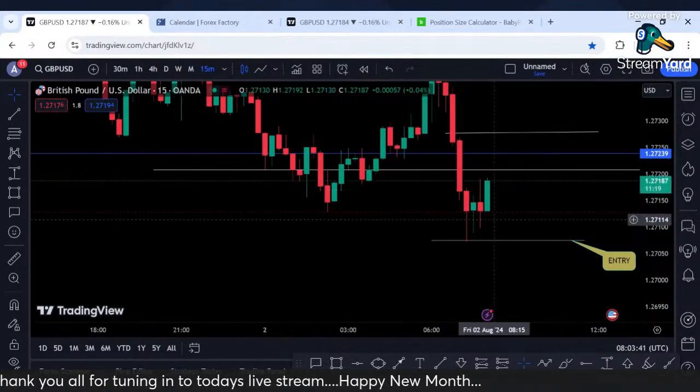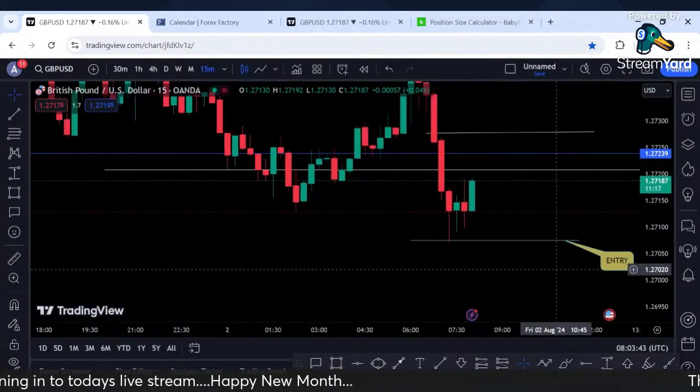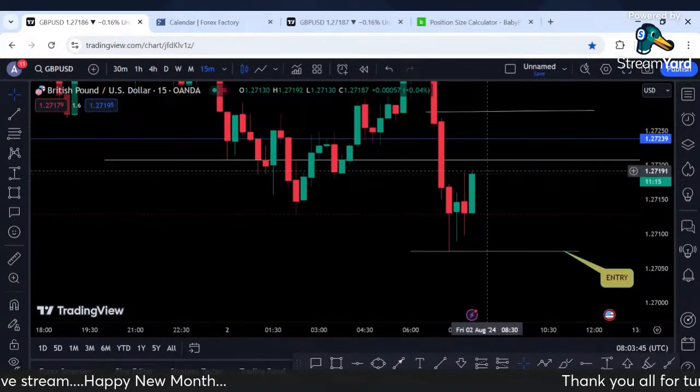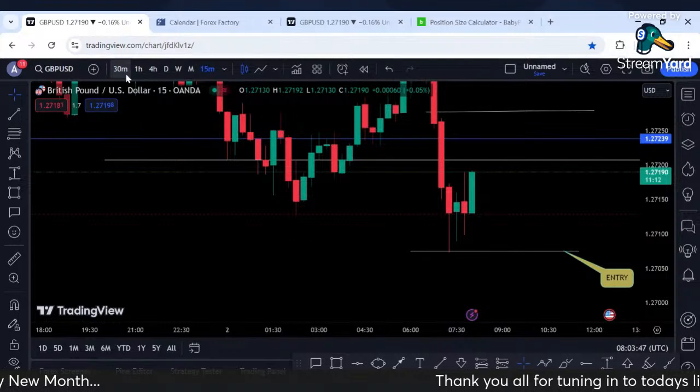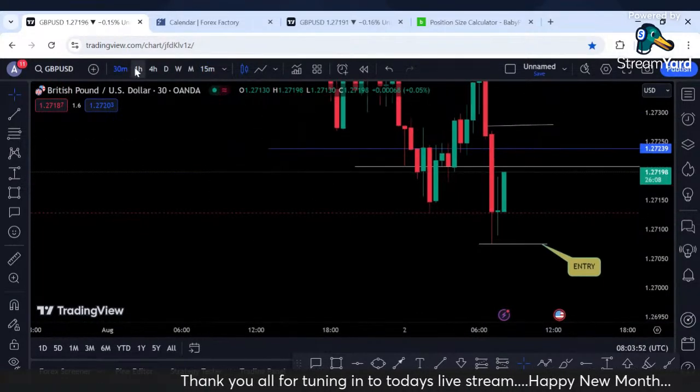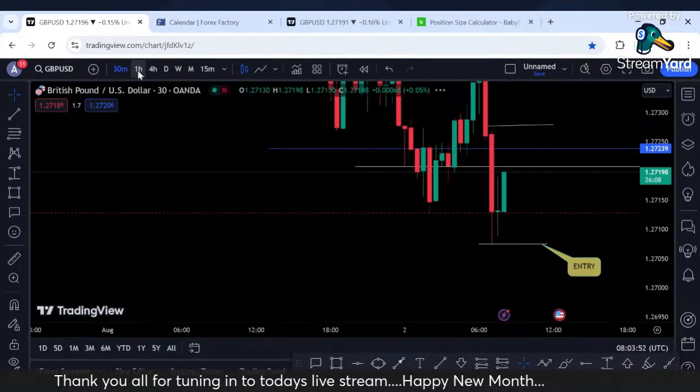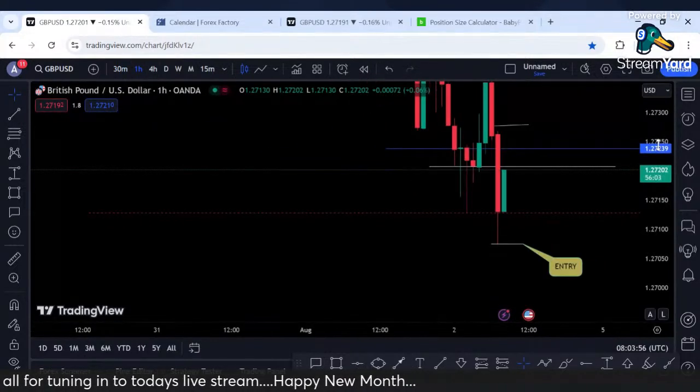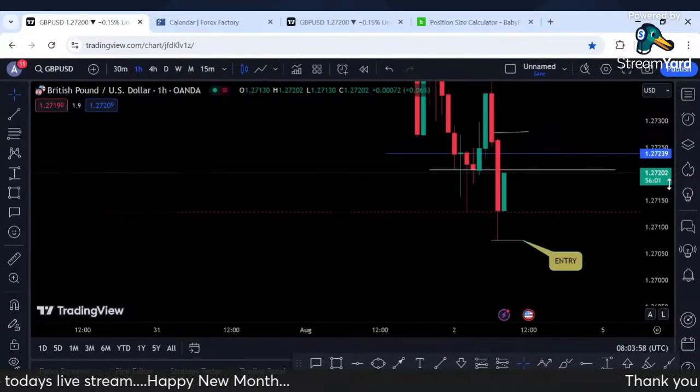So if you use 15 minutes as your entry, you are going to get a lot of fake outs, as I said. So it's always advisable to use 30 minutes and the 1 hour, the H1 time frame, or maybe your analysis time frame.